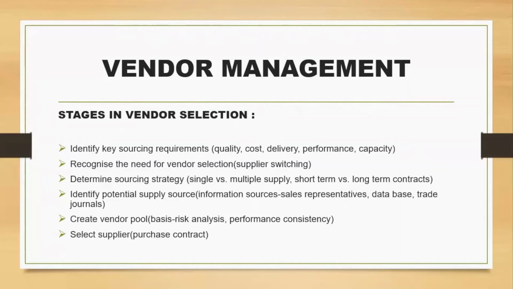Number one, identifying the key sourcing requirements. Number two, recognize the need for vendor selection. Number three, determining the sourcing strategy. Number four, identify the potential supply source. Number five, create the vendor pool. And number six, finally selecting the supplier by entering into a contract, maybe short-term or long-term.